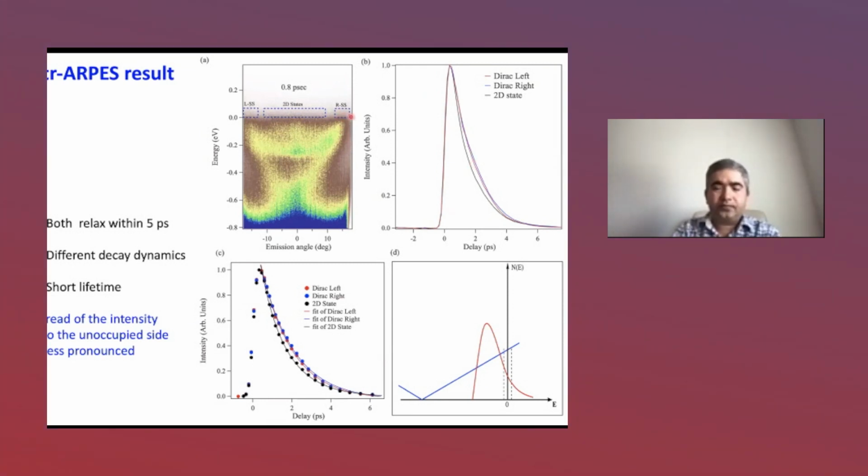Because we have momentum resolution, you sit here and do the time scan and see what happens. This is what we got. You can see that the right surface state and left surface state have one kind of decay mechanism, but this 2D state has a slightly different decay mechanism. Both relax within 5 picoseconds, but it seems like there are two different decay mechanisms, and obviously there's a short optical lifetime, a couple of picoseconds. One important thing is that if you are dealing with a metallic sample, it's very hard to pump, I mean, very hard to get the state above the Fermi level.